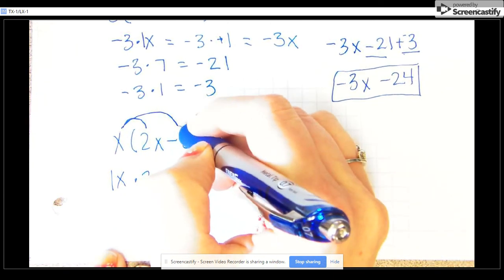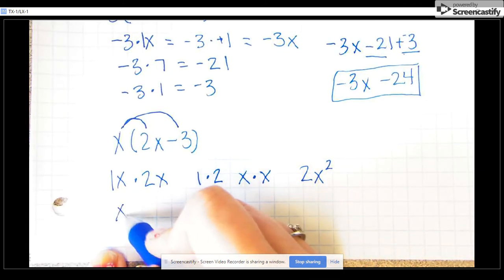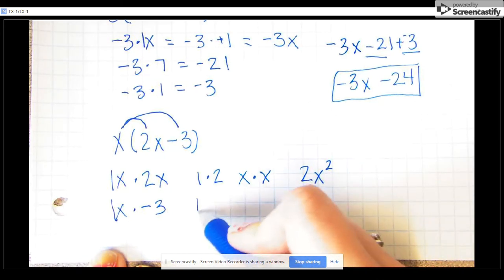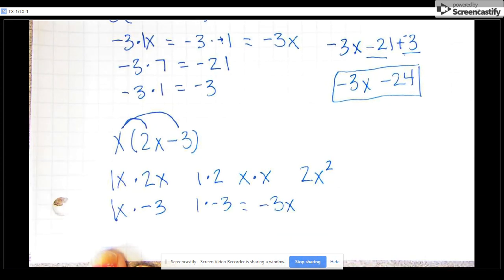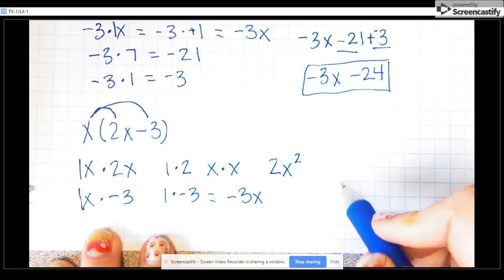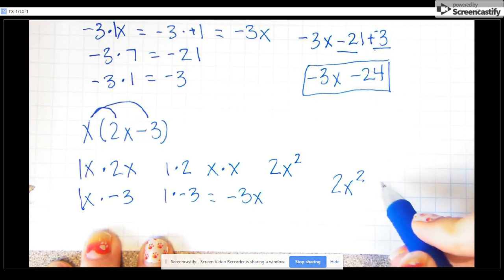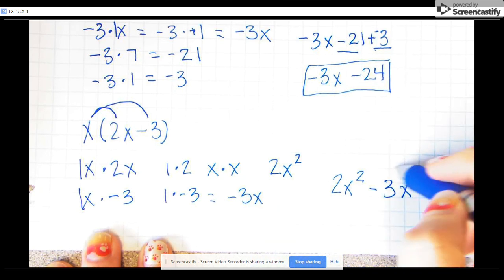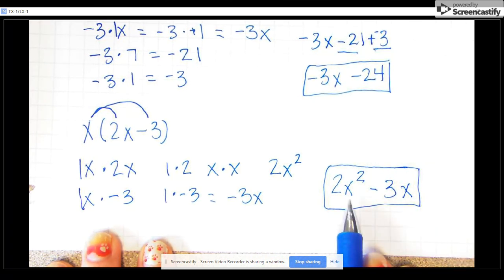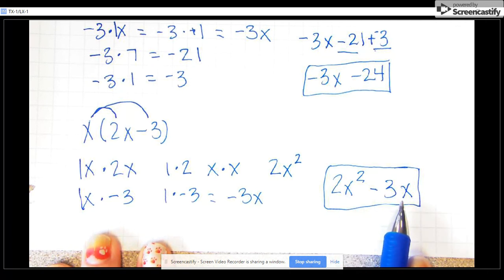That next step is going to be multiplying x times negative 3. Again, I'm going to put that 1 in front of x. And I know that 1 times negative 3 is going to be negative 3, and I bring the x along for the ride. Now that I have that, I'm just going to rewrite my answer to have the biggest power first, going down to the smallest power. Since this has an x squared and this has an x, I cannot combine them because they are not the same. So I am done.